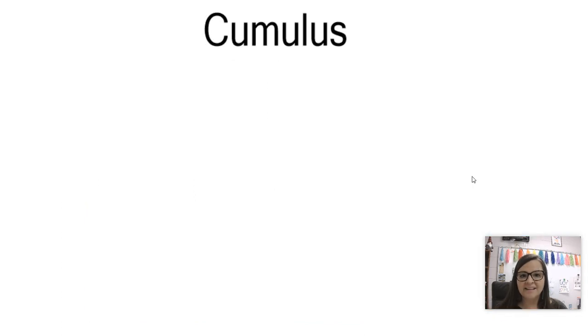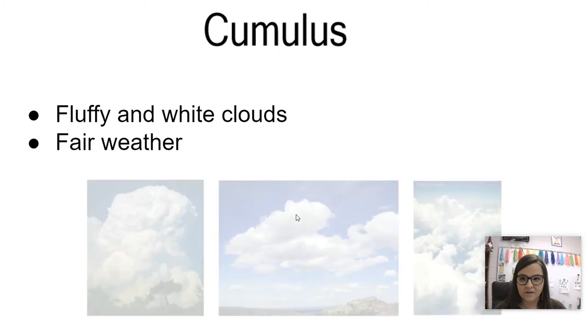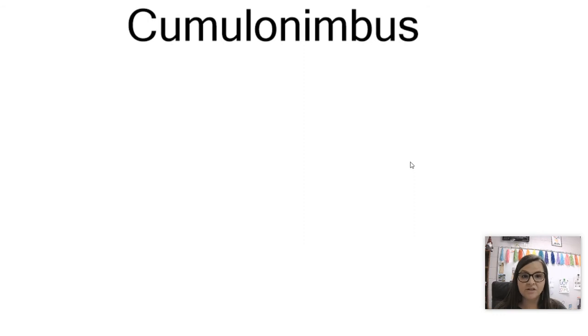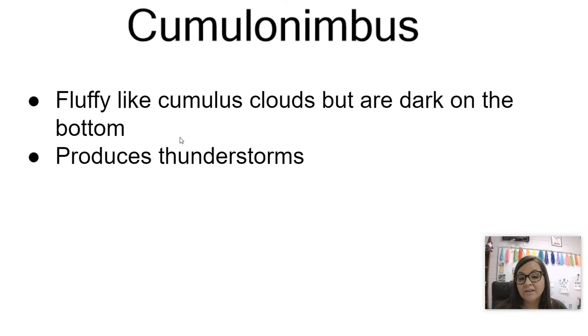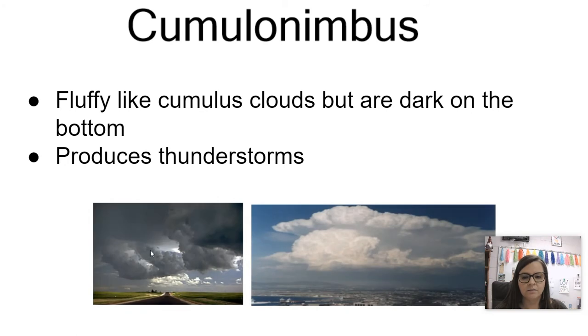Next, we have cumulus clouds. They're the puffy white clouds that look like cotton balls. They rise from flat bottoms. They soar on sunny days, so they're a fair weather cloud. Cumulonimbus clouds are a build-up, piled-up high of cumulus clouds. So they're fluffy like cumulus clouds, but they're dark on the bottom. They get really, really big and they produce thunderstorms. So they get real dark, and lightning can come out of them as well as rain.